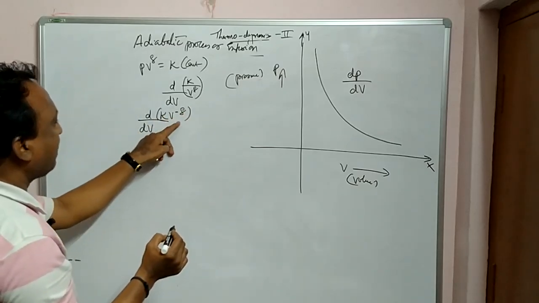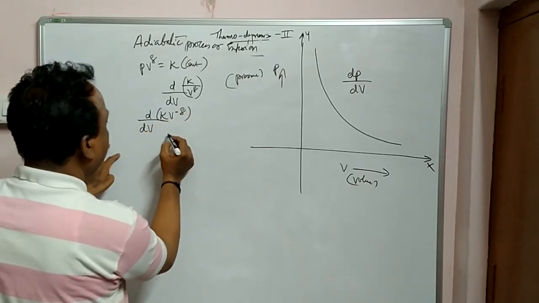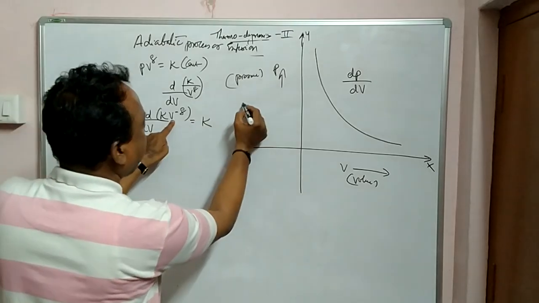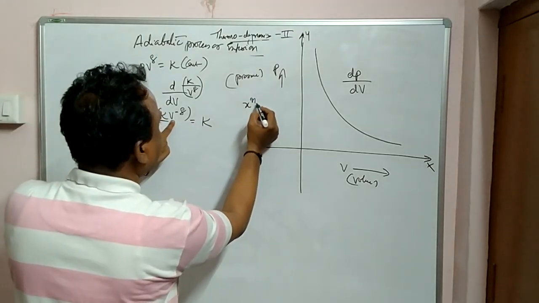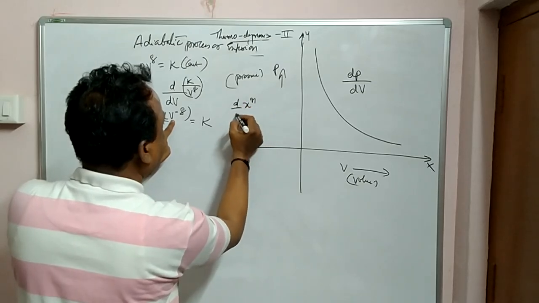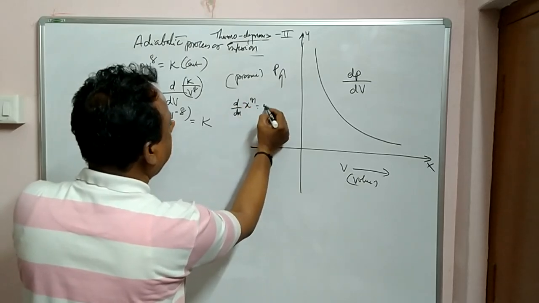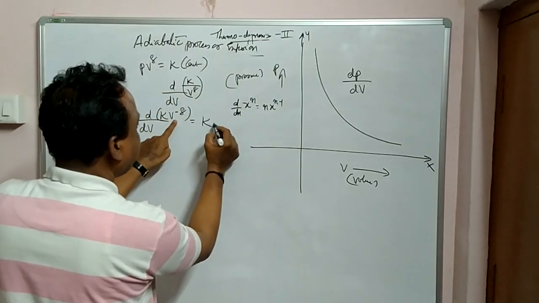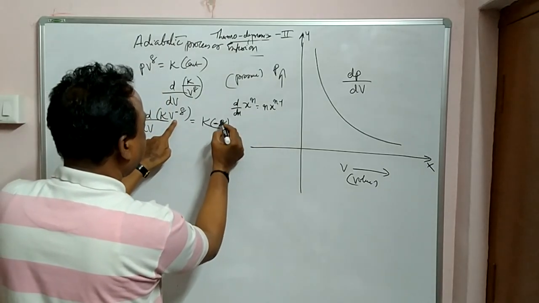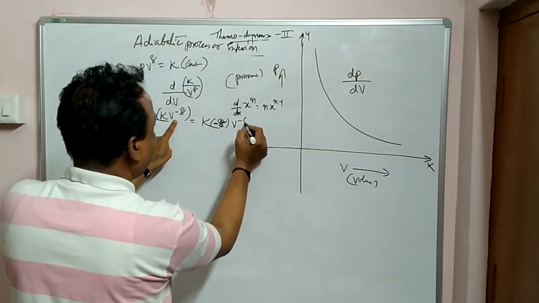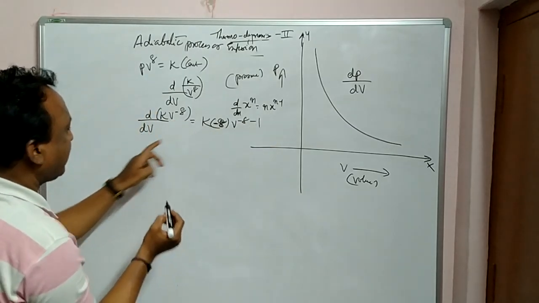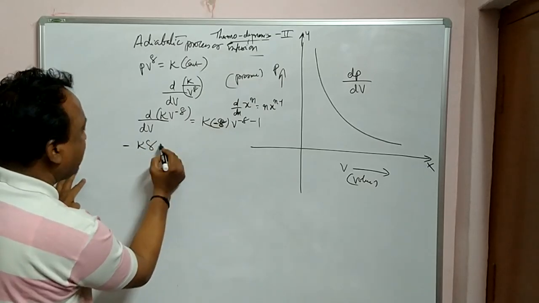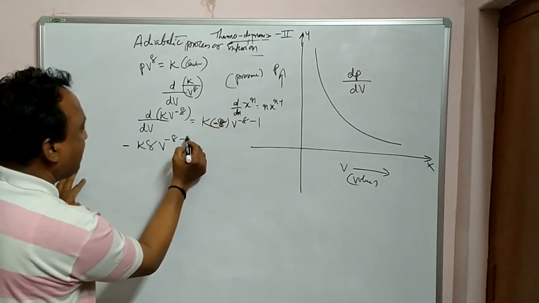Now I will take the derivative of this function with respect to V. The constant K comes out. This is in the form x power n, so d by dx of x power n is n into x power n minus 1. So the constant comes out, and the derivative of this means minus gamma into V power minus gamma minus 1. Finally we get minus K gamma V power minus gamma minus 1.